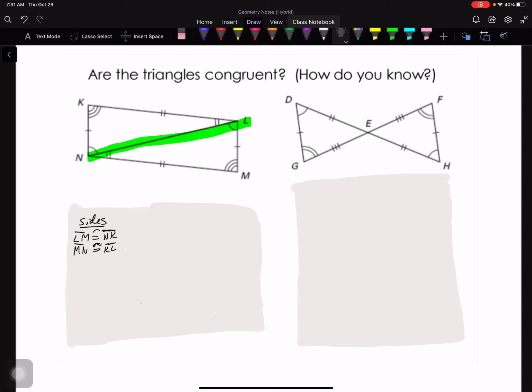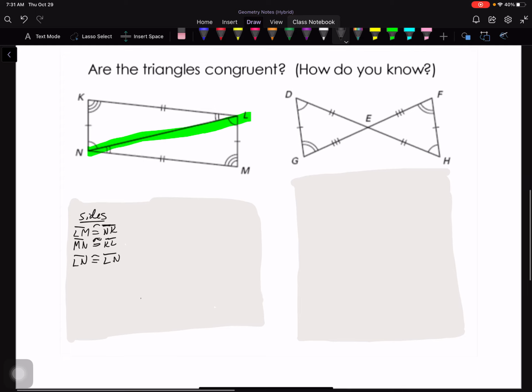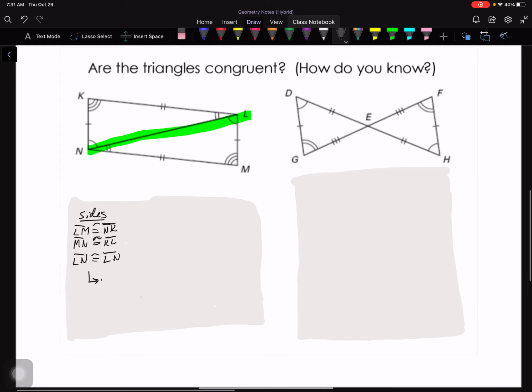I can say that LN is congruent to LN. And if you remember last week, we could say that because of the reflexive property. Okay, because it's just itself. And if something's equal to itself, then we're good to go. Okay, and then the angles. We can do the angles really quickly here.